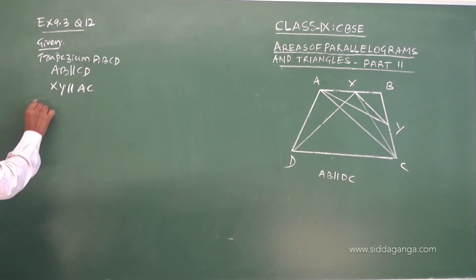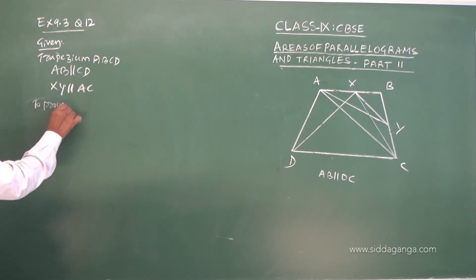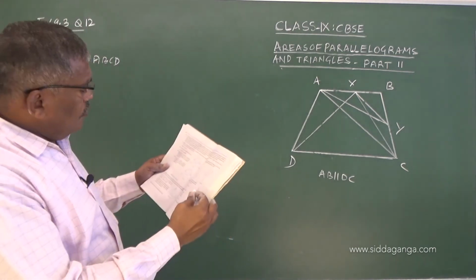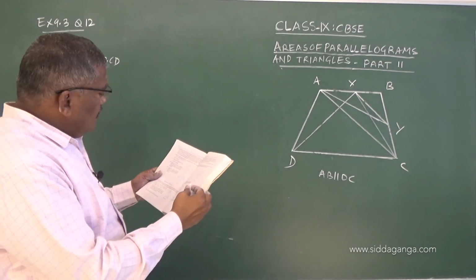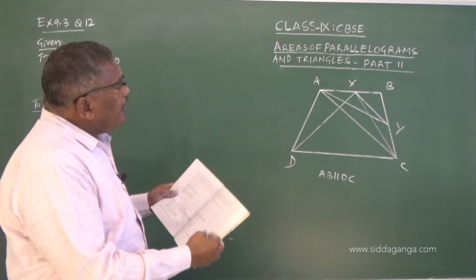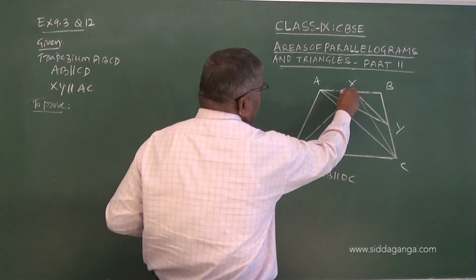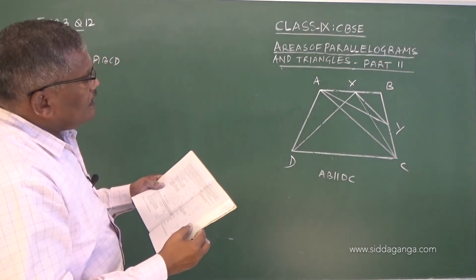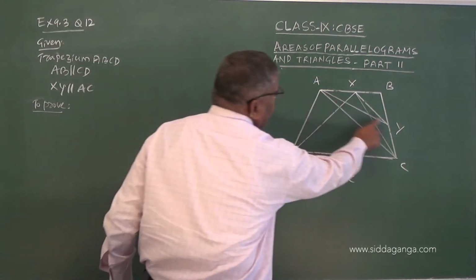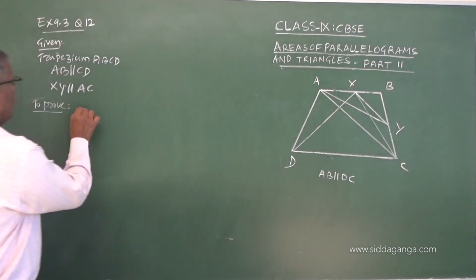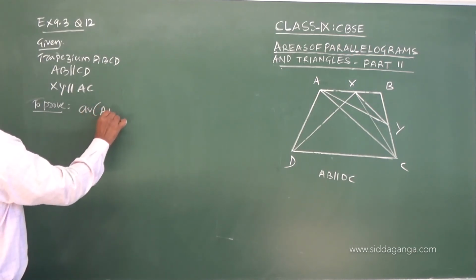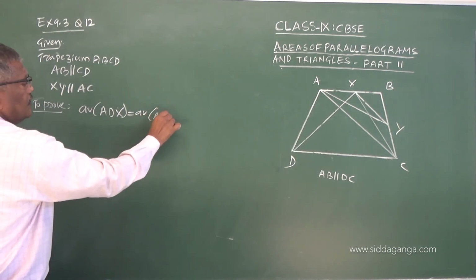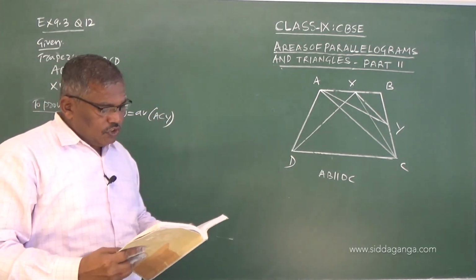Before that, to prove. What is to be proved? What is asked in the question? So, it is area ADX, this triangle we have to prove is equal to ACY, this triangle. So, area ADX equals area ACY. This is what is to be proved.